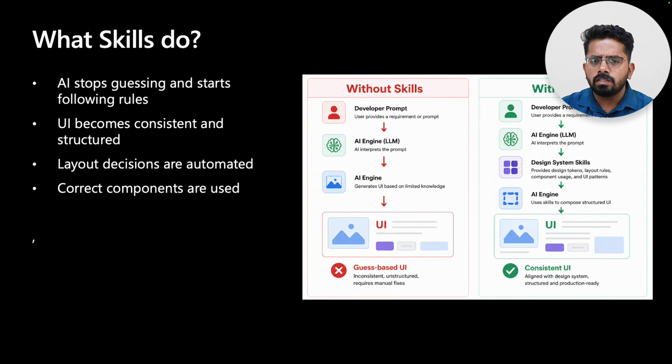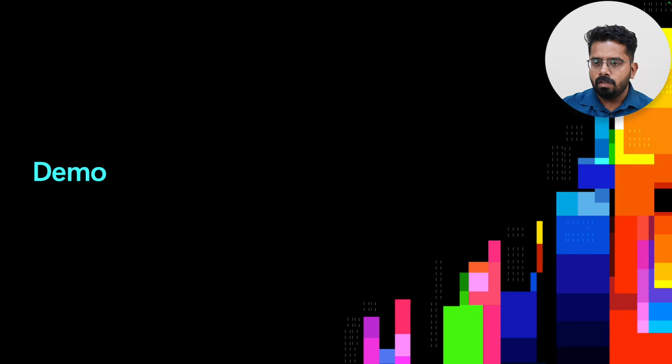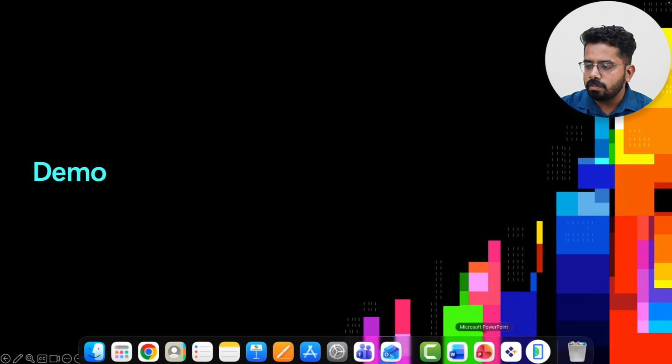So next, what do skills do? As you can see, without skills and with skills, what's the difference here? When you prompt, if there is no skill, AI will be guessing more of what to generate and coming up with a guess-based UI. And with skills, it will have some design tokens and layered rules, and will get more understanding and come up with a more consistent UI. So let's jump into the demo session.